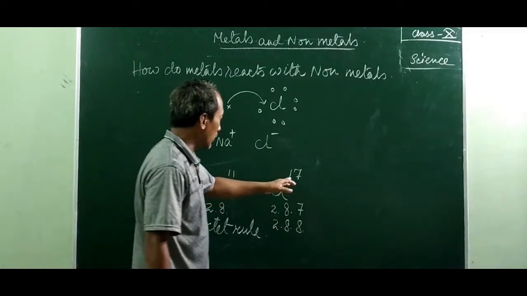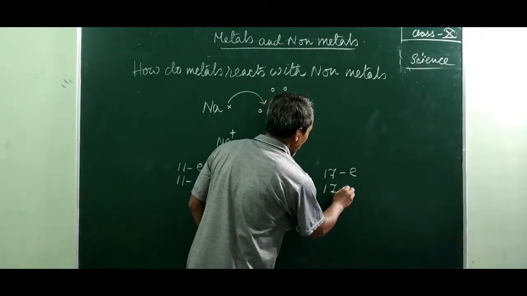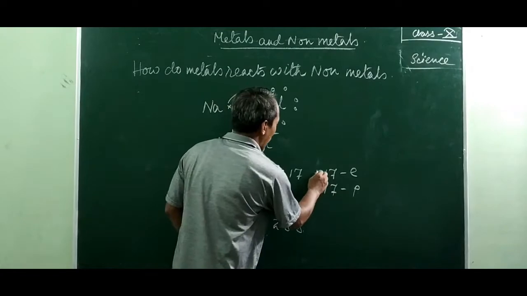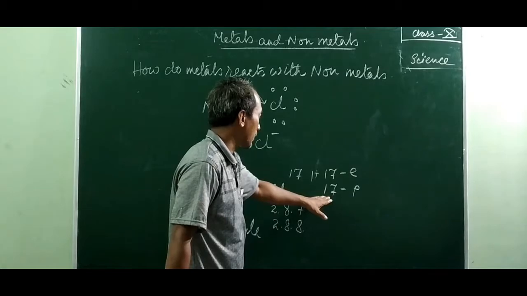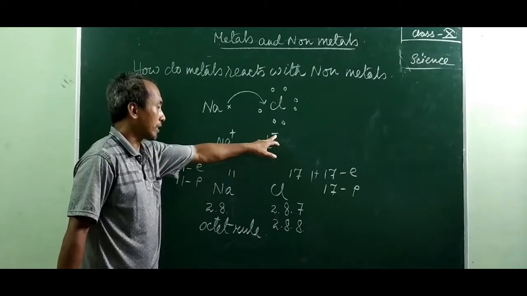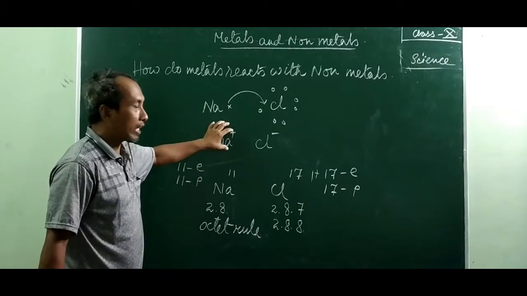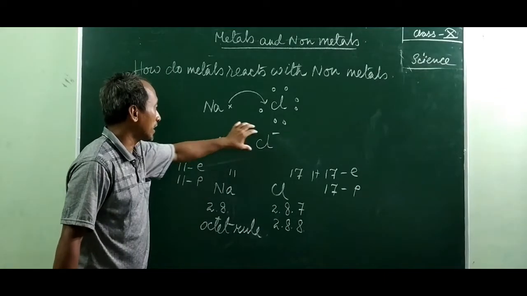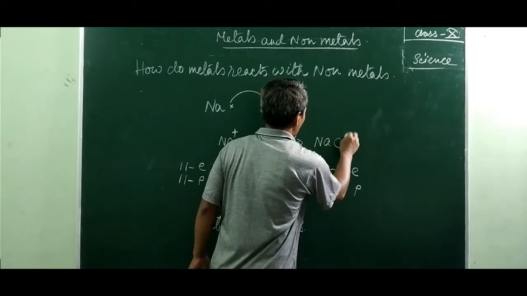Now chlorine, atomic number 17, means it has 17 electrons and 17 protons. So when one electron comes from sodium, you add 1. So 17 plus 1, 18 electrons, but the positive charge remains the same. So with one negative charge more, chlorine becomes minus. So there is a strong electrostatic force of attraction, a very strong electrostatic force of attraction between this positive ion and negative ion, that led to the formation of the sodium chloride molecule.